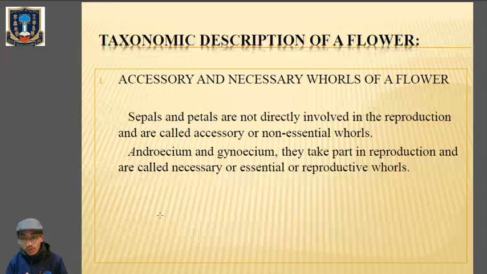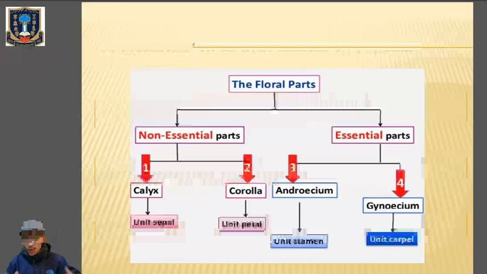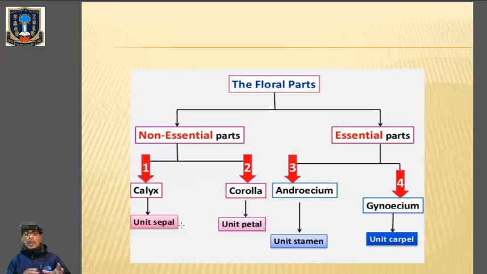Okay, so they are called the necessary or essential or the reproductive whorls of a flower because they take part in reproduction. Now you can see over here the floral parts. They are divided into two parts, the non-essential part and the essential part. In the non-essential part, we have calyx and corolla. The unit of calyx is sepals and the unit of corolla is petals. So generally we call sepal as calyx and petal as corolla.